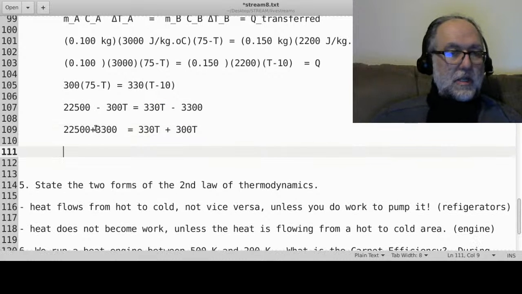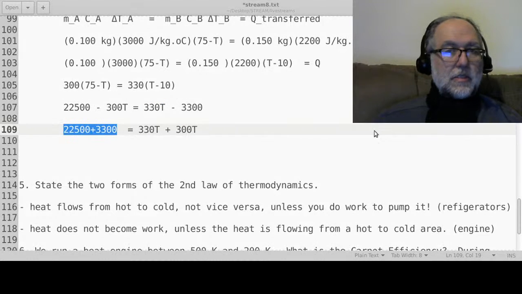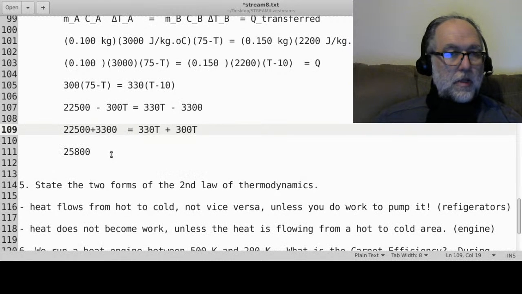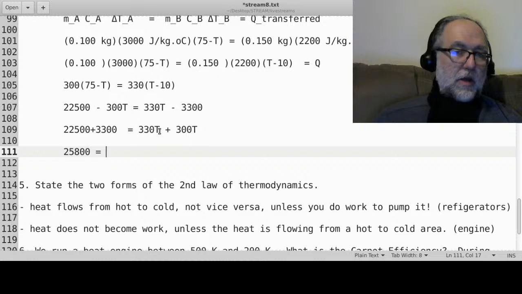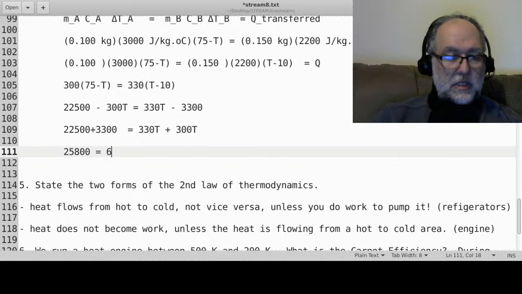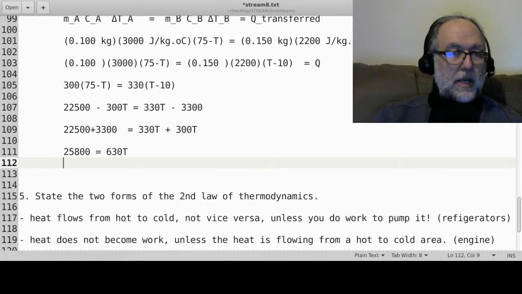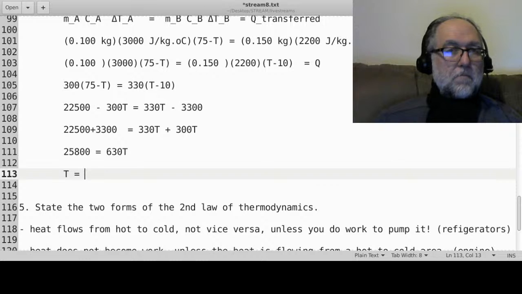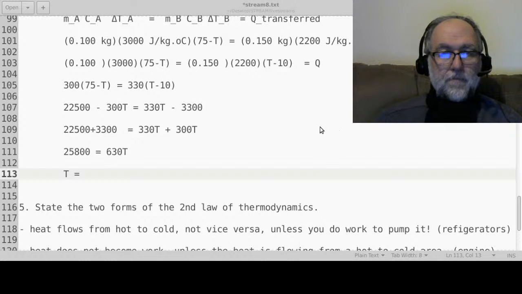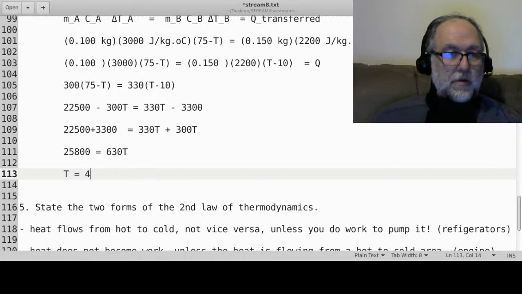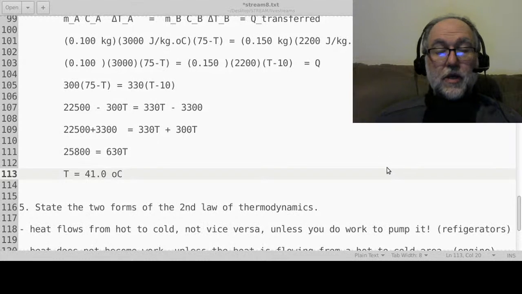So now what's this going to equal? That's going to equal this, which is equal to 300 plus 330, which is 630t, and so t is going to equal, and I get 41.0 degrees Celsius. So there's the answer, at least part of the answer.